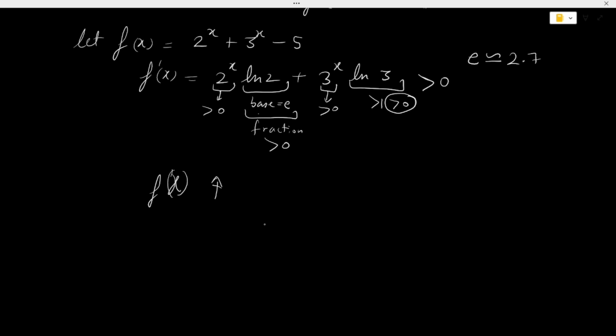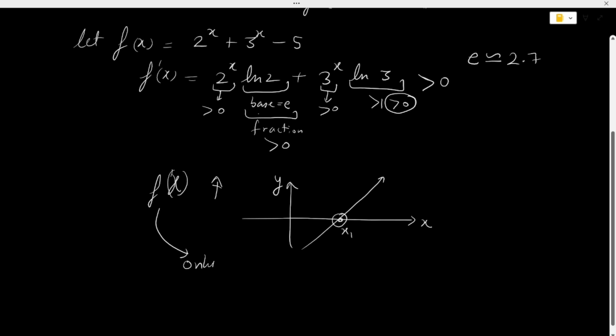So this means that this function has some sort of graph. This is the x-axis and this is the y-axis. It will cut the x-axis only one time from here, say at x1. So this means f of x has only one solution. So yeah, we got to know how many solutions the above equation has.